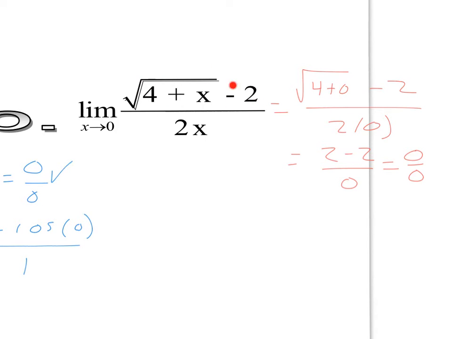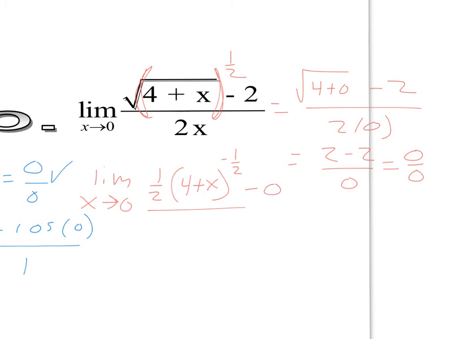We're going to have to do the derivative of this. And you may want to rewrite this top part as 4 plus x to the 1/2, just to make your life a little bit easier. So the limit as x approaches 0. And what would be the derivative of this? Well, let's do a little mini chain rule. Let's pretend this was our u real quick. We would just move the 1/2 out in front. So I'd have 1/2 times 4 plus x to the negative 1/2. And then I would have to multiply by the derivative of the inside, but the derivative of x is just 1, so I don't really have to put that there. And the derivative of negative 2 is 0, so it's minus 0. And on the bottom, the derivative of 2x is just 2.